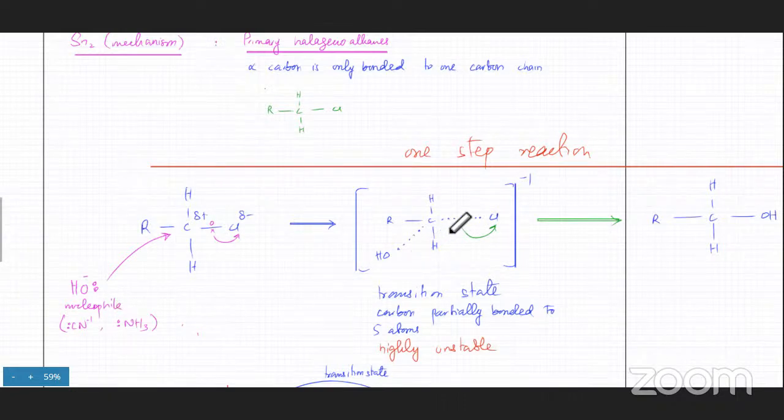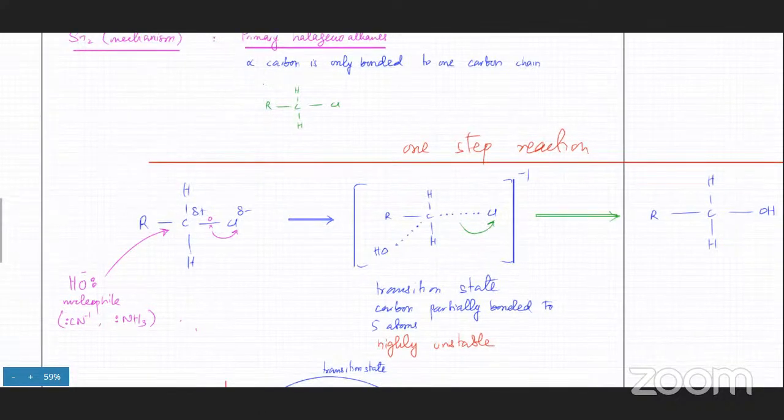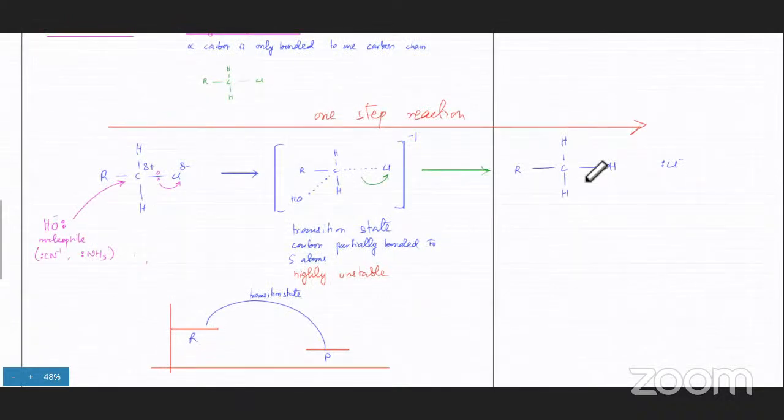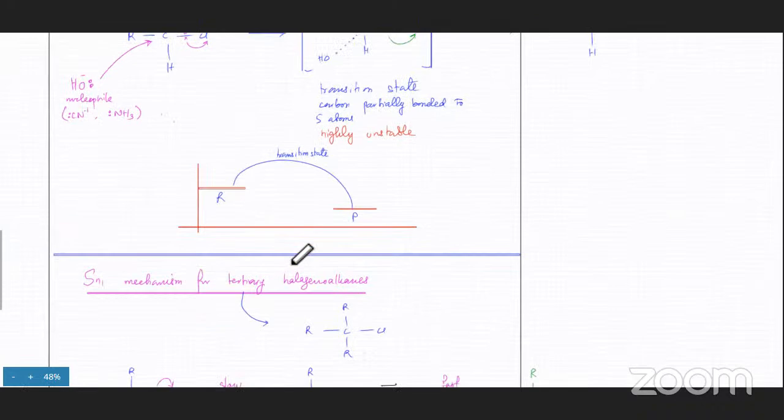The OH would be bonding with the carbon atom, and the Cl at the same time would be getting repelled. So the result would be a transition state where the carbon would be partially bonded to 5 atoms, and it would be highly unstable. Cl would break off. That would leave you with the alcohol, with the OH. And it was a one-step reaction.